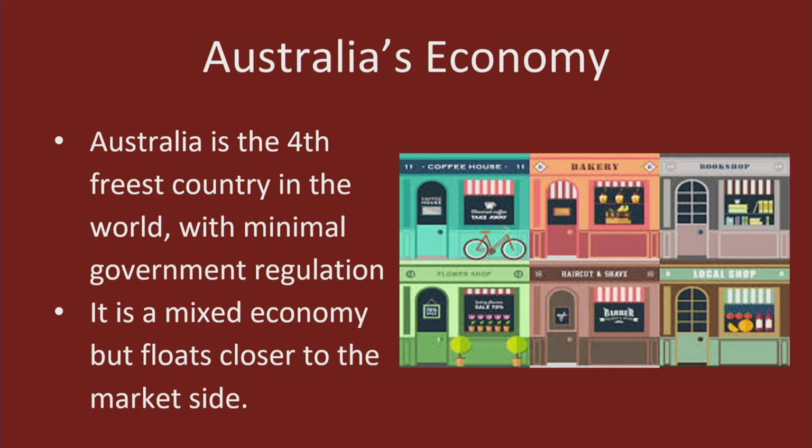The buyers determine what they want, or the sellers determine what they want to sell, how much they want to sell it for, and it's mostly based on supply and demand. And then they have a mixed economy, but it does float closer to that market side. If you look back at that continuum line, it does float closer to the market side.